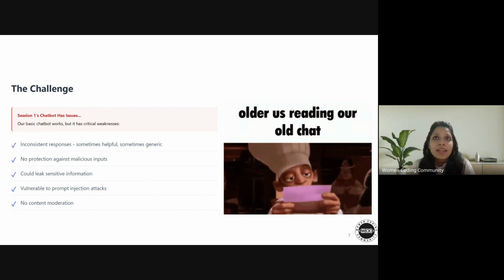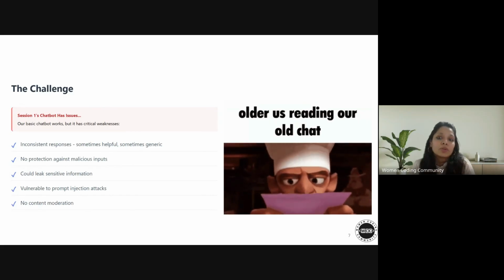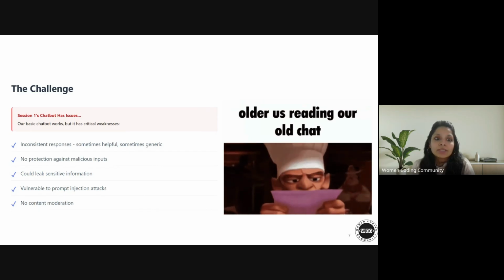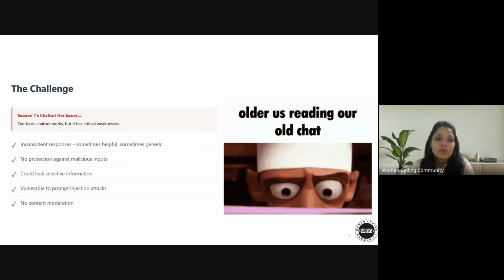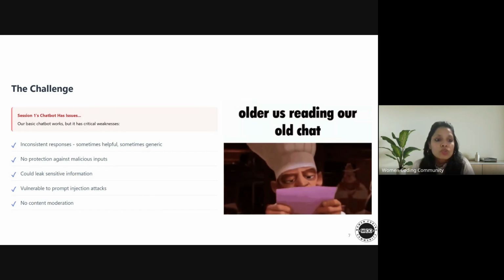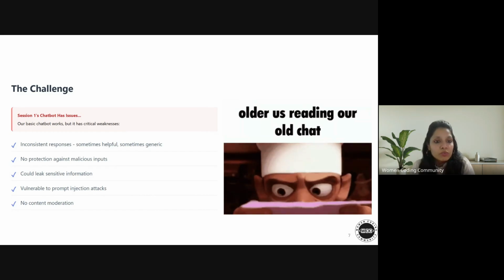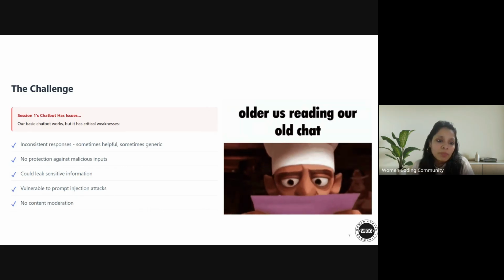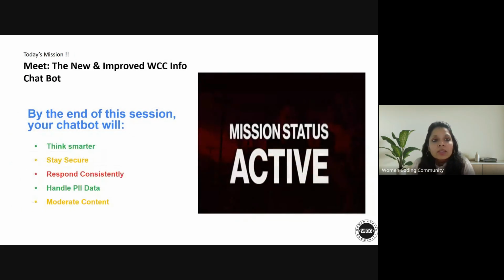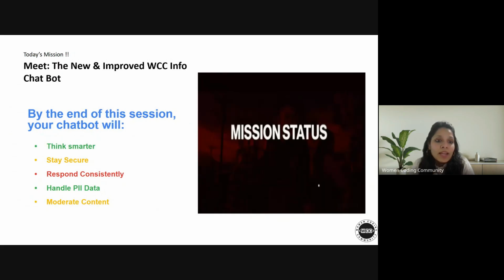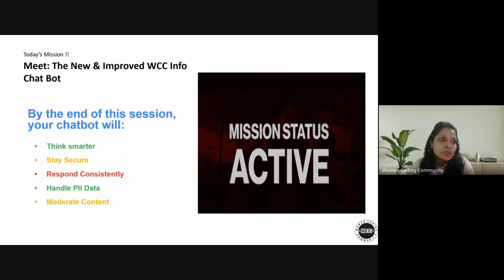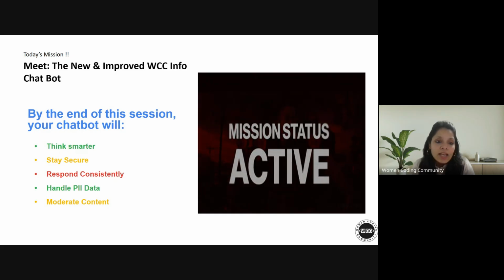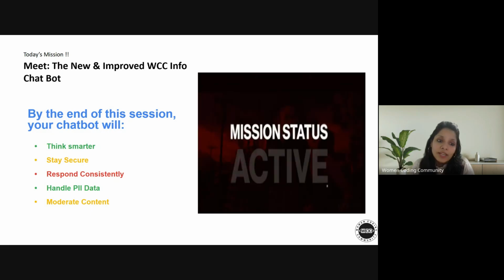Because at the back end, everybody would know that the chatbot is using an LLM, but the LLM should answer questions related only to WCC, and nothing other than that. So you could play around with your previous chatbot and see whether this was happening or not. Today's mission is that by the end of this session, we would have a chatbot which would think smarter, stay secure, respond consistently, handle PII data, and moderate content.